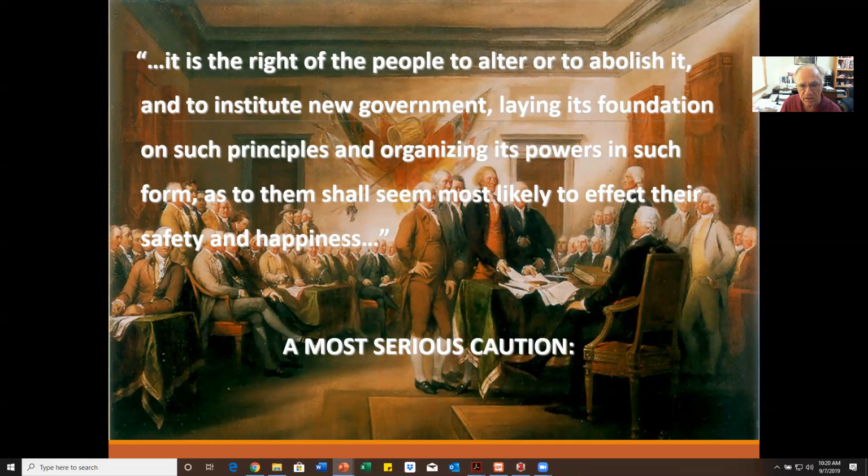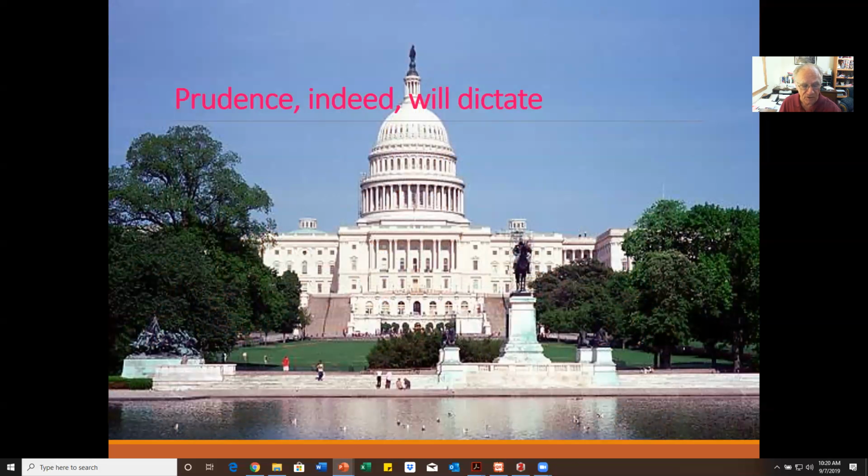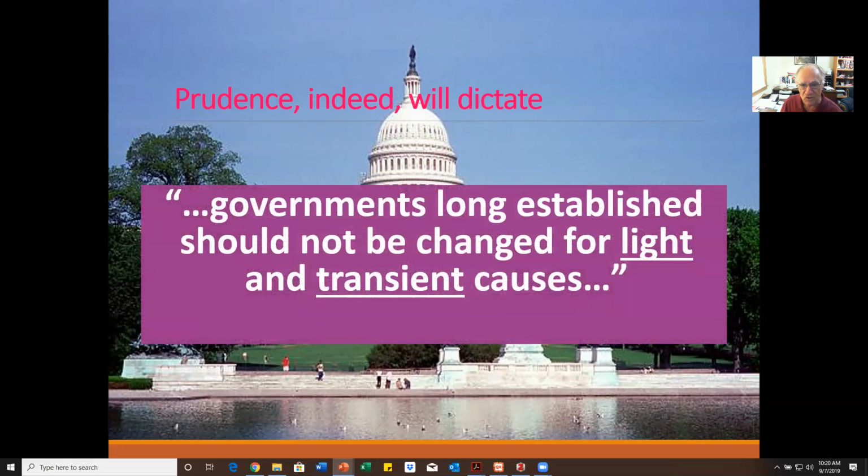There's a very serious caution here, and that's why things don't happen quickly. Prudence, the word prudence, being careful, being very, very careful, circumspect, not making a rash decision. Prudence, indeed, will dictate. Governments long established should not be changed for light and transient causes.